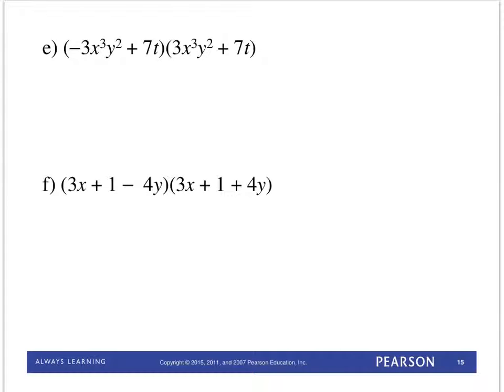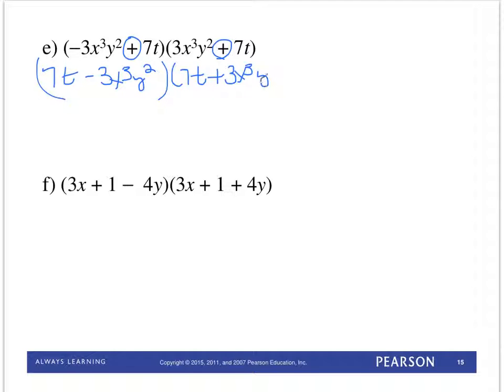Again, see if you notice any patterns on here, what you could do. You could rewrite some things to get things in the right order that would help you square or multiply, because when you first look at this, they look like they're the same. But if you rewrite them and put the 7t first, minus 3x cubed y squared times the 7t plus 3x cubed y squared. Does that make it a little easier? It does. So when we square the first term, we get 49t squared. When we square the second term, we get 9x to the 6th, y to the 4th, and we just put a negative sign in the middle.